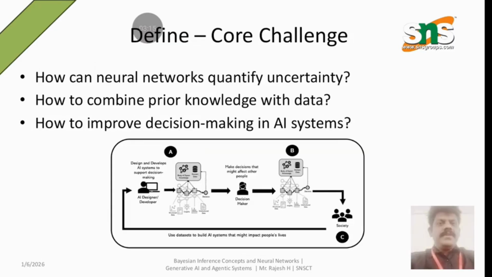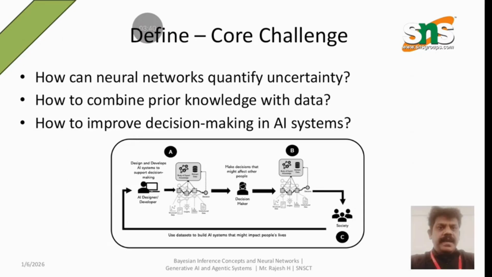Then with the definition, understanding the challenge, we need to create certain possible questions. One of the questions is, how can neural networks quantify uncertainty? How to combine the prior knowledge with the data? Also how to improve decision making in the AI system. These questions need to be answered.